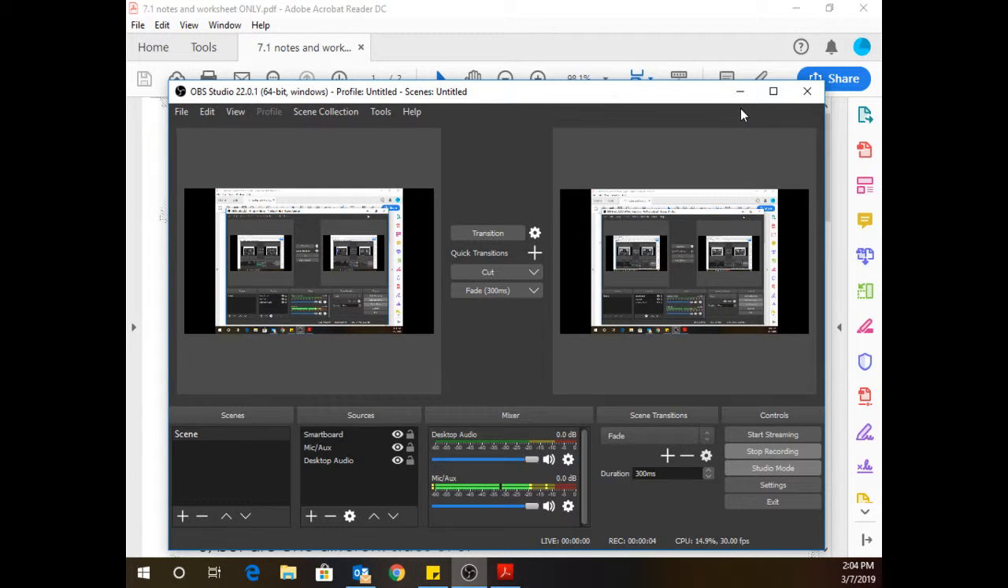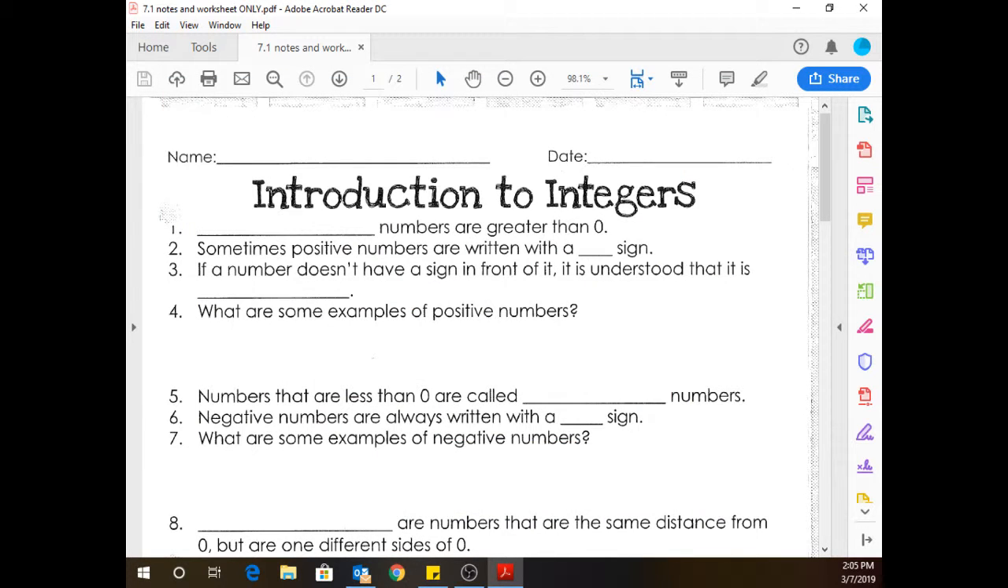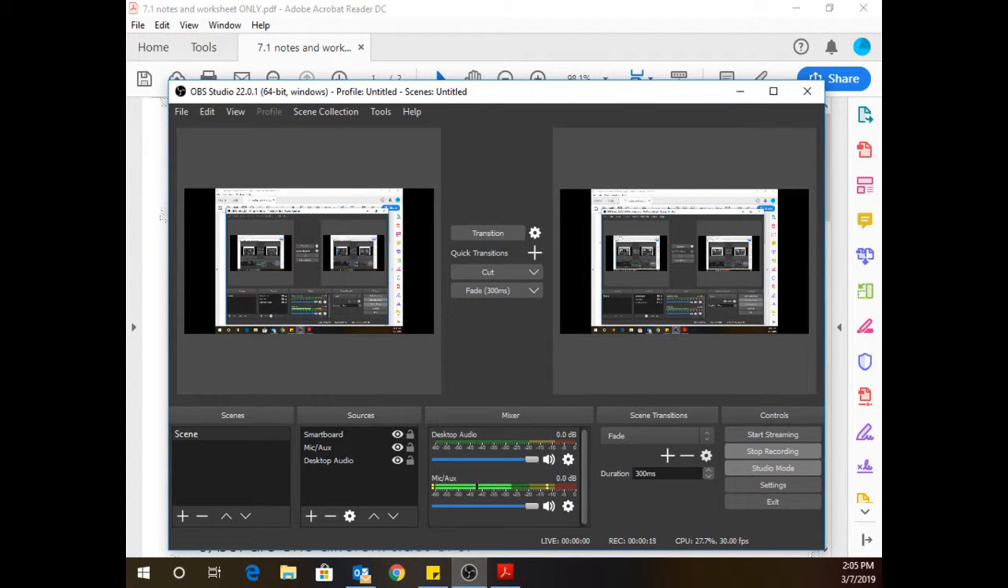One of the things you need to know is that positive numbers are always greater than 0. You know that, but in case you don't, positive numbers are always greater than 0.